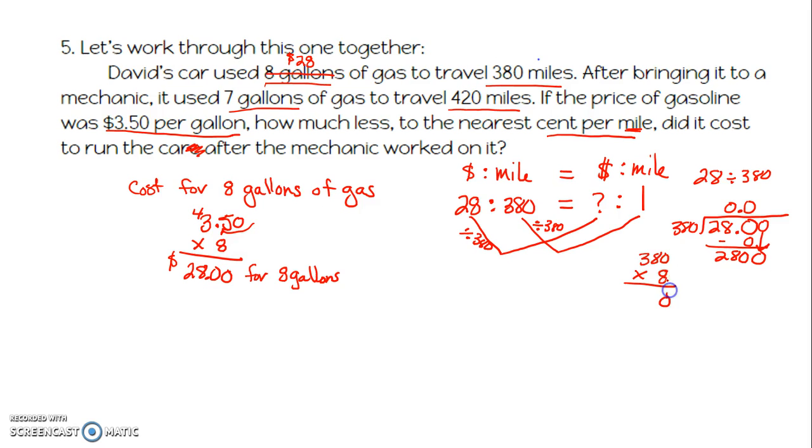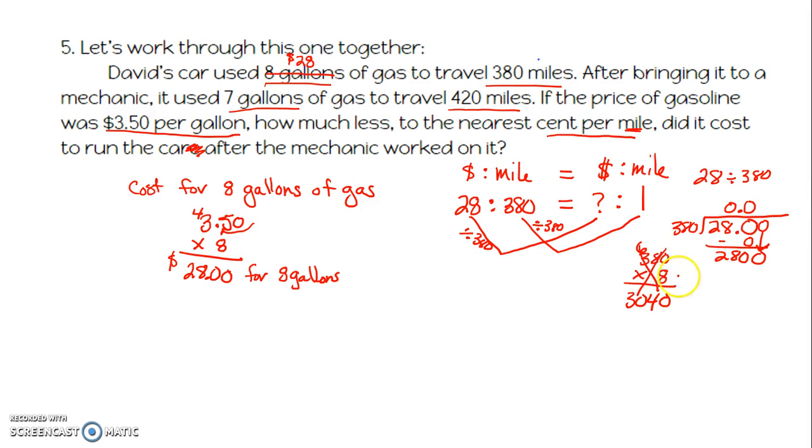8 times 0 is 0. 8 times 8 is 64. Put down a 4, carry a 6. 8 times 3 is 24, and 6 more is 30. Yeah, I mean, it's not terribly high, but it's too high. The 8 is too high.